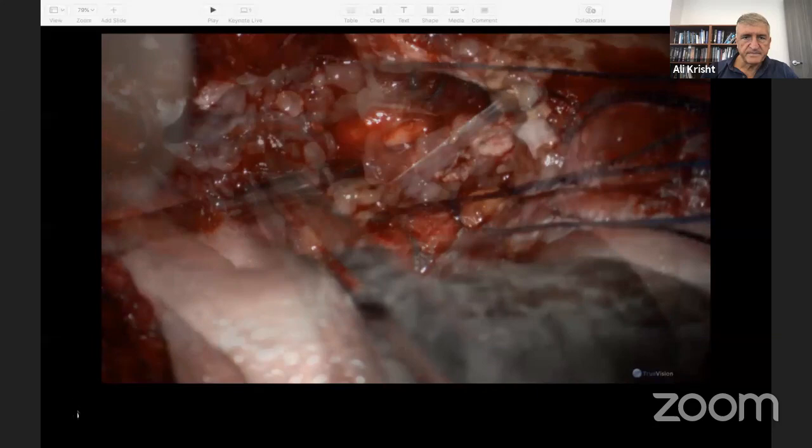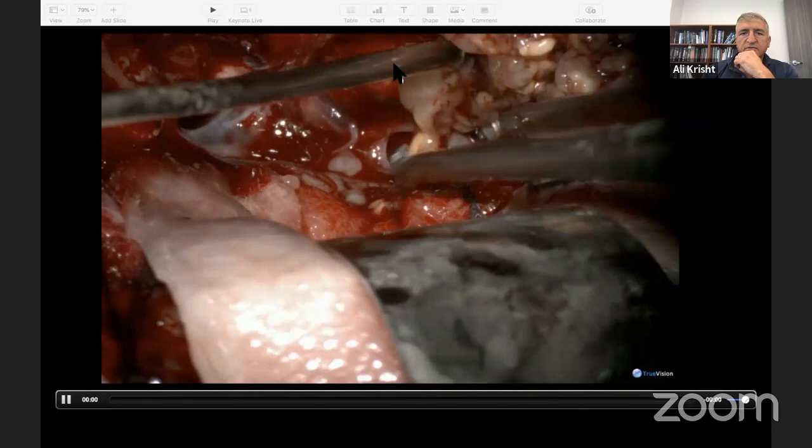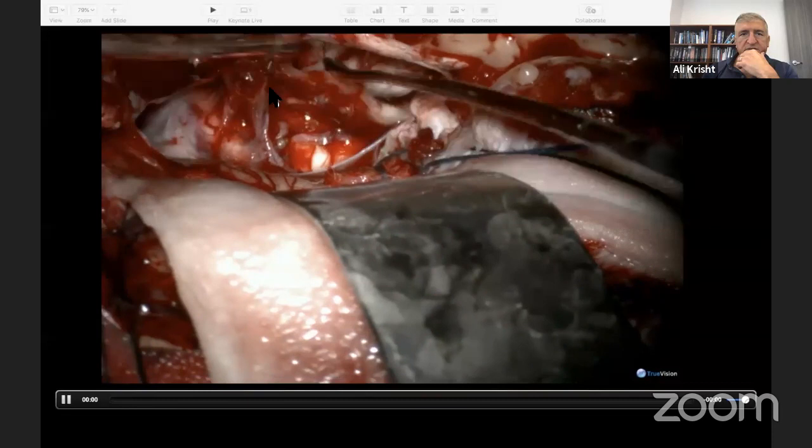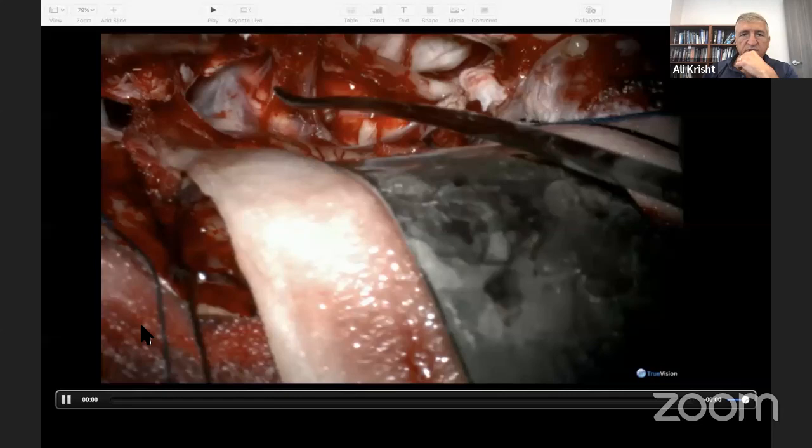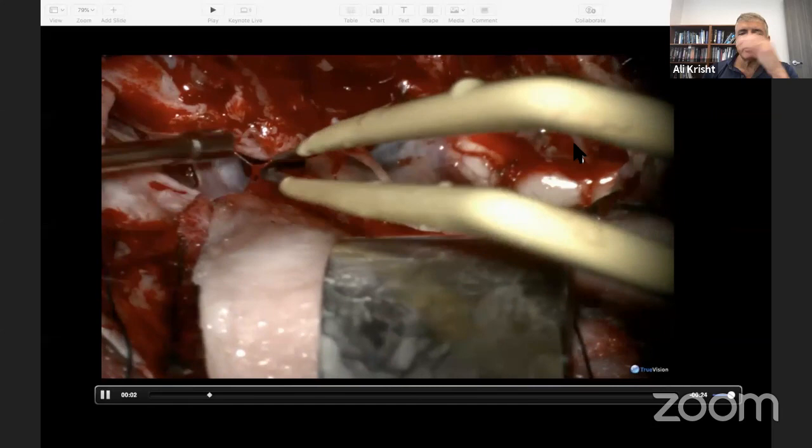So now this is the nerve, and you're removing the tumor from lateral to it. And you have the whole bundle seen, and you can see the nerve coming down, and that's the view that you end up with. And by the time you finish the resection, everything is preserved and everything is under view.